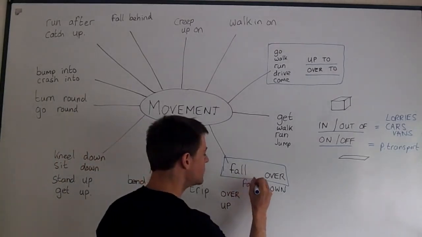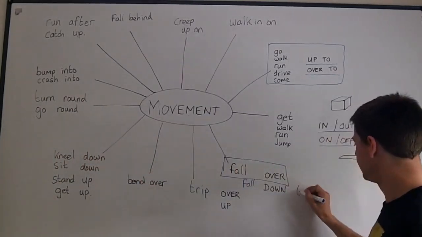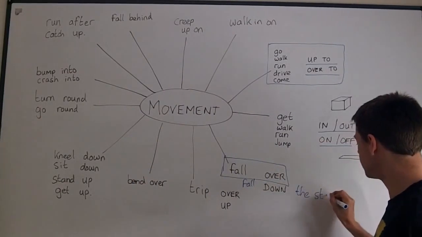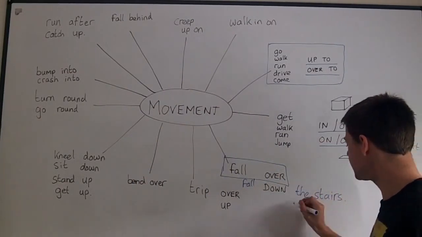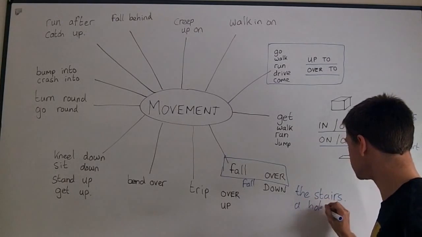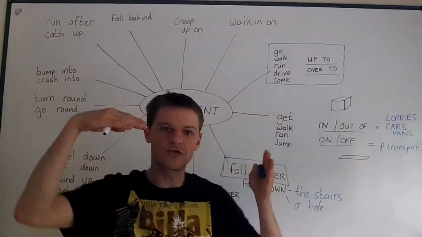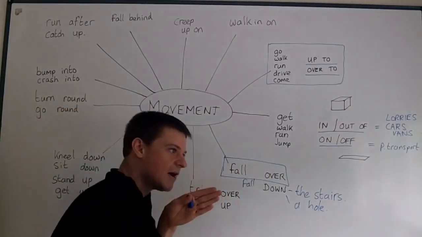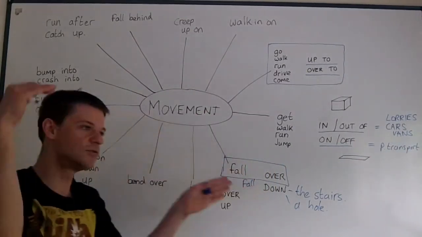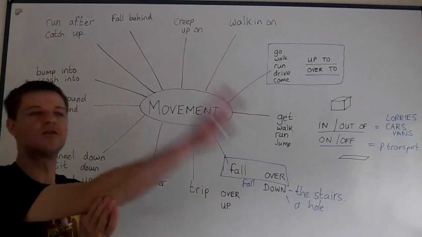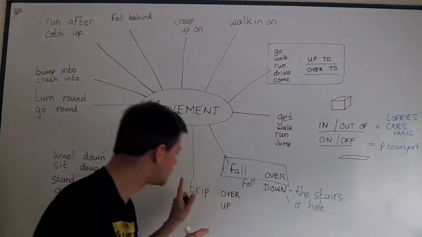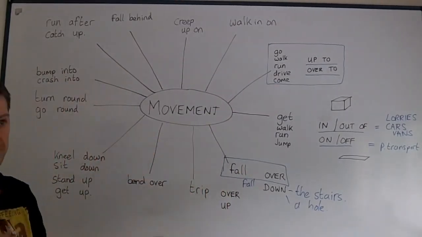People can fall down the stairs, and people can fall down a hole. But they're the only kinds of exceptions I can think of, because then you can feel the motion. You're describing the movement down. You fall down the stairs, you fall down a hole. But when you fall over, it's just, you trip over and fall over, okay?